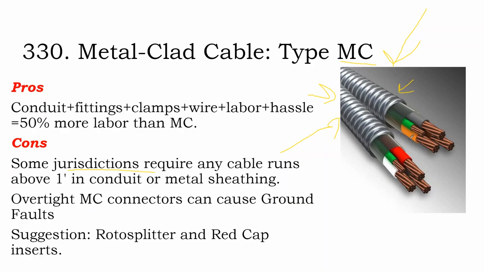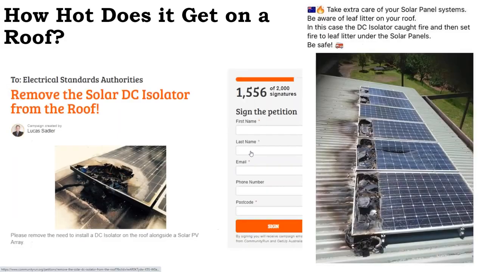Landing the connectors on this MC cable, if you over tighten them, they can bite into the cable and cause a ground fault. And also with metal clad cable, the attic that it's in has to be accessible. You have to be able to see it and walk around it and be able to get up to it. And finally, the last thing with MC cable is it can only be in a damp environment rather than a wet environment.